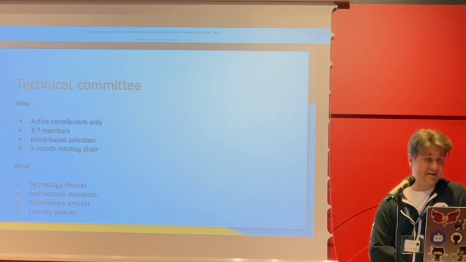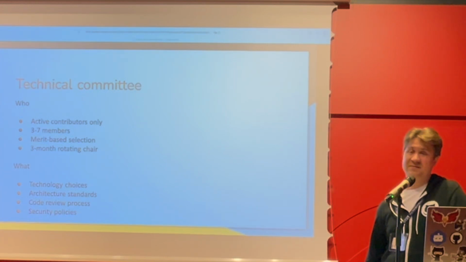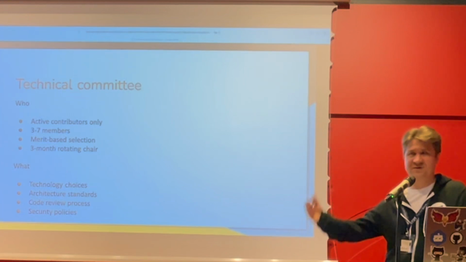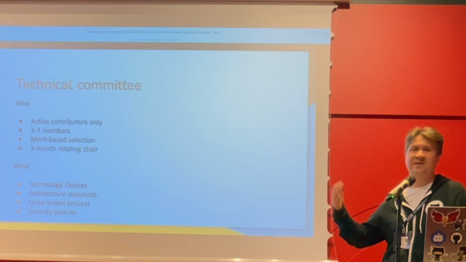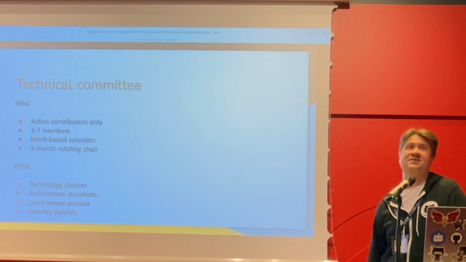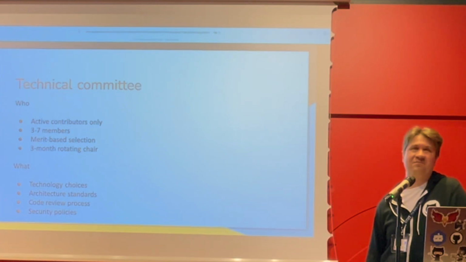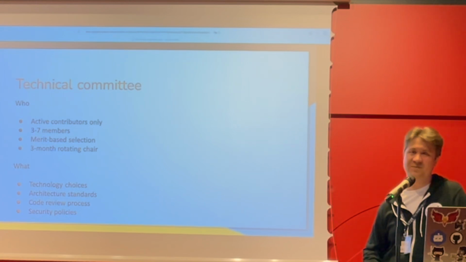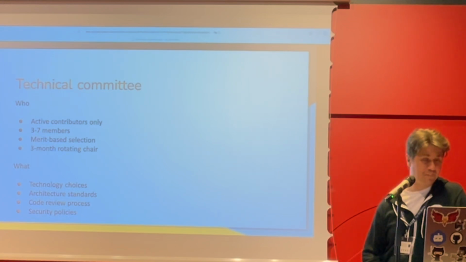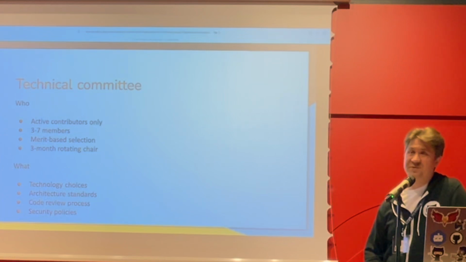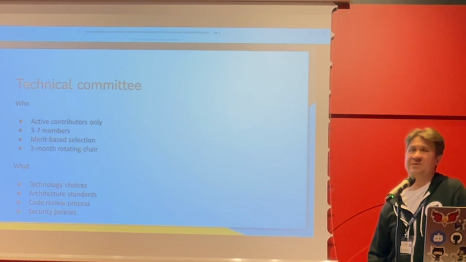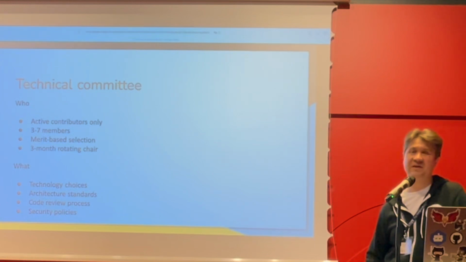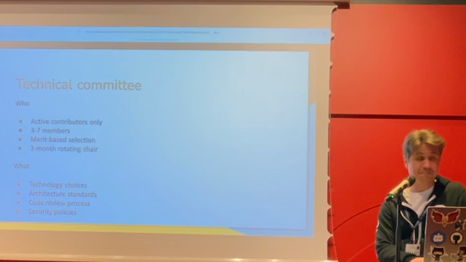What it decides is basically the technical part, separate from business, like what kind of programming language we will use for this project, what kind of architecture we use. Like when some organization likes Python and the other likes Java, this is the place where such decisions are made. So how the code review is done, what kind of security policies we are following in this project. That's all the purview of the technical committee.